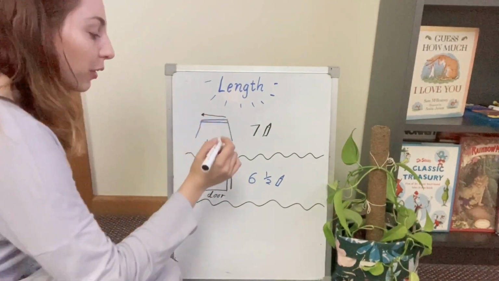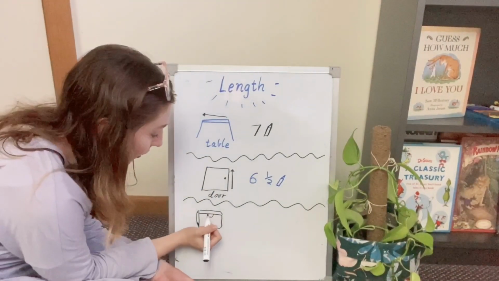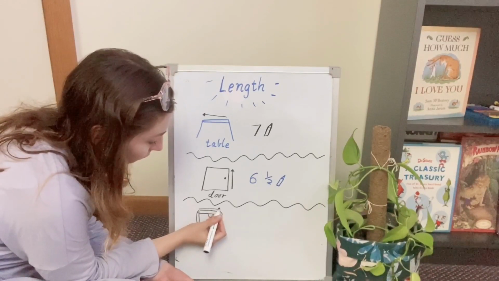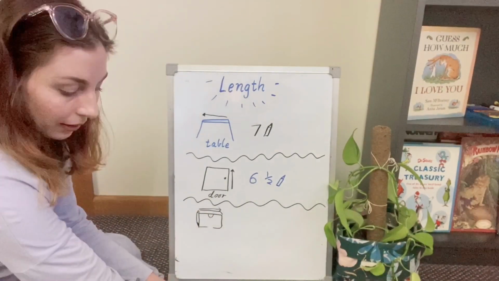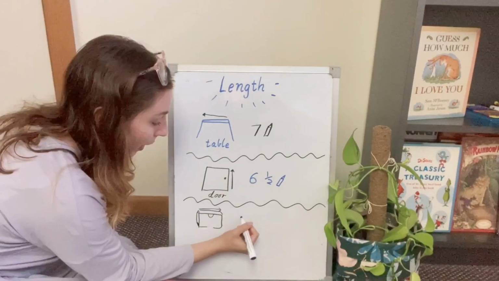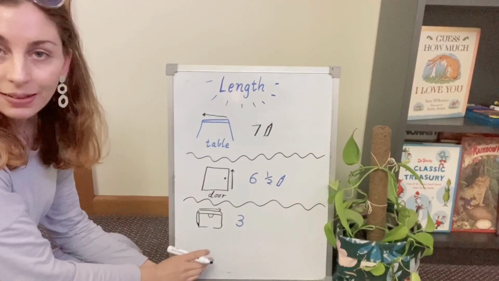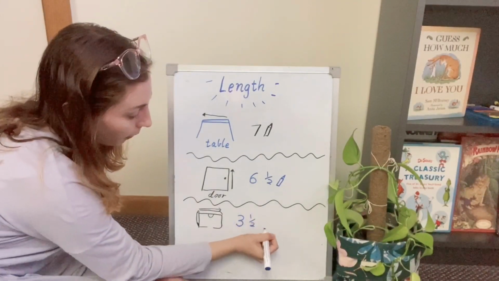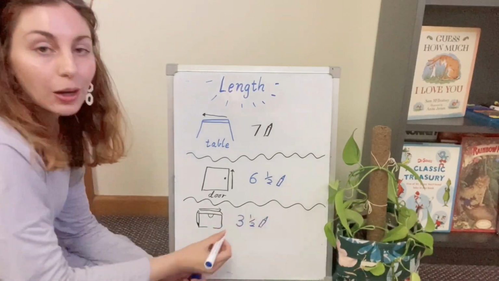Let's draw our chest. There's our chest, and we measured from this side across to this side. That was the length that we measured today. Let's draw our 3, and it was 3.5 pencils long.